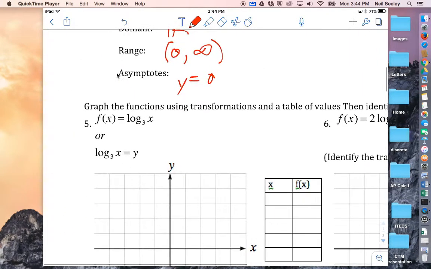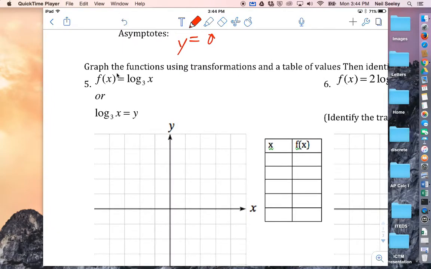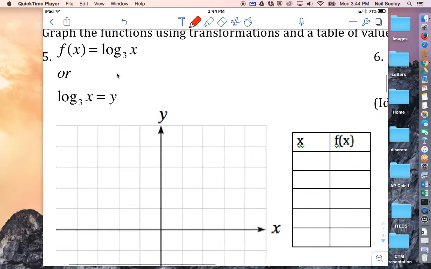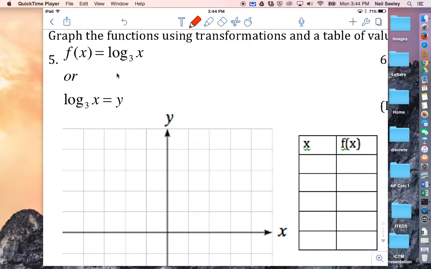Okay, the next ones are logs, and their transformations are a little bit trickier. I should say, not trickier. You just have to know when you're graphing this, there's an easy way to do it if we take advantage of our knowledge of some basic log base 3 values. Log base 3 is something I know something about. Like I know what log base 3 of 3 is. I know it's 1.